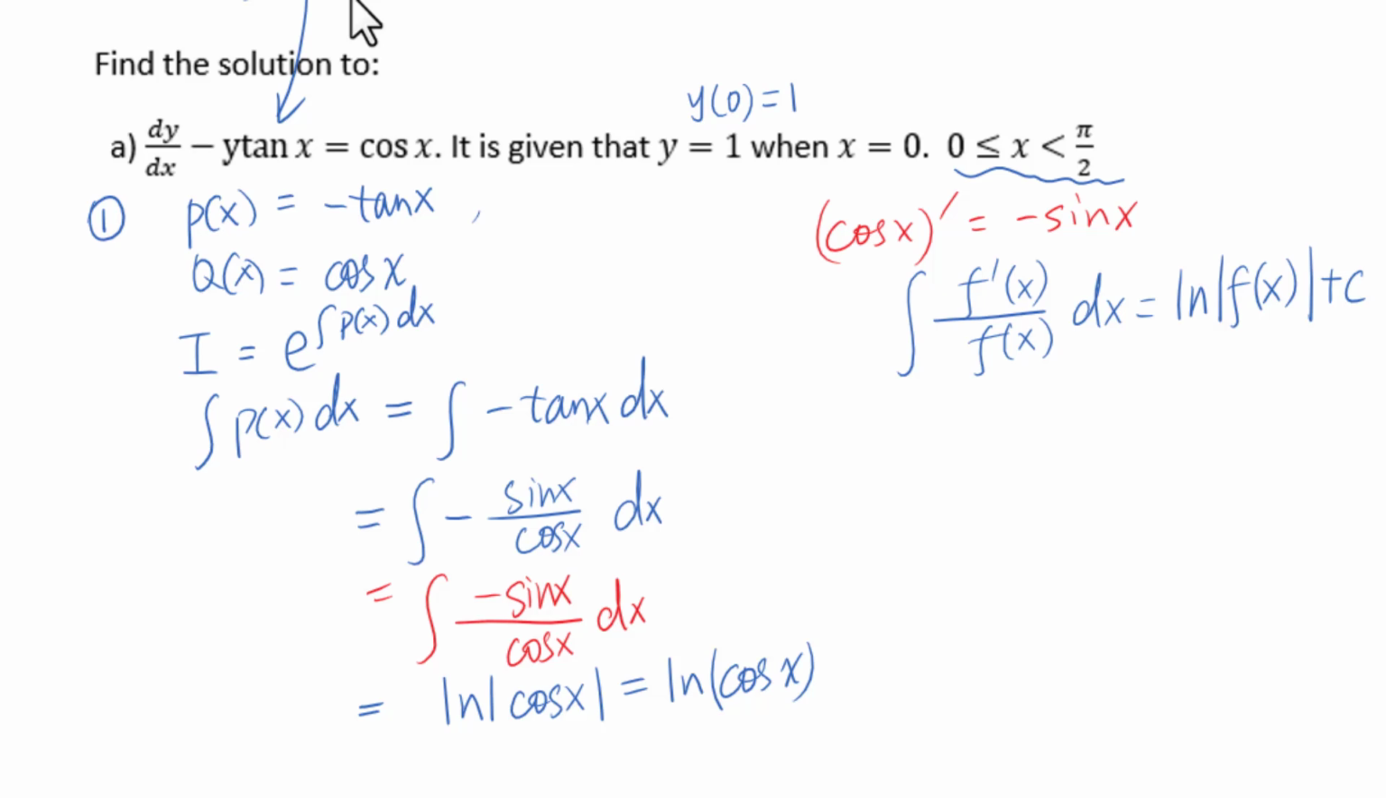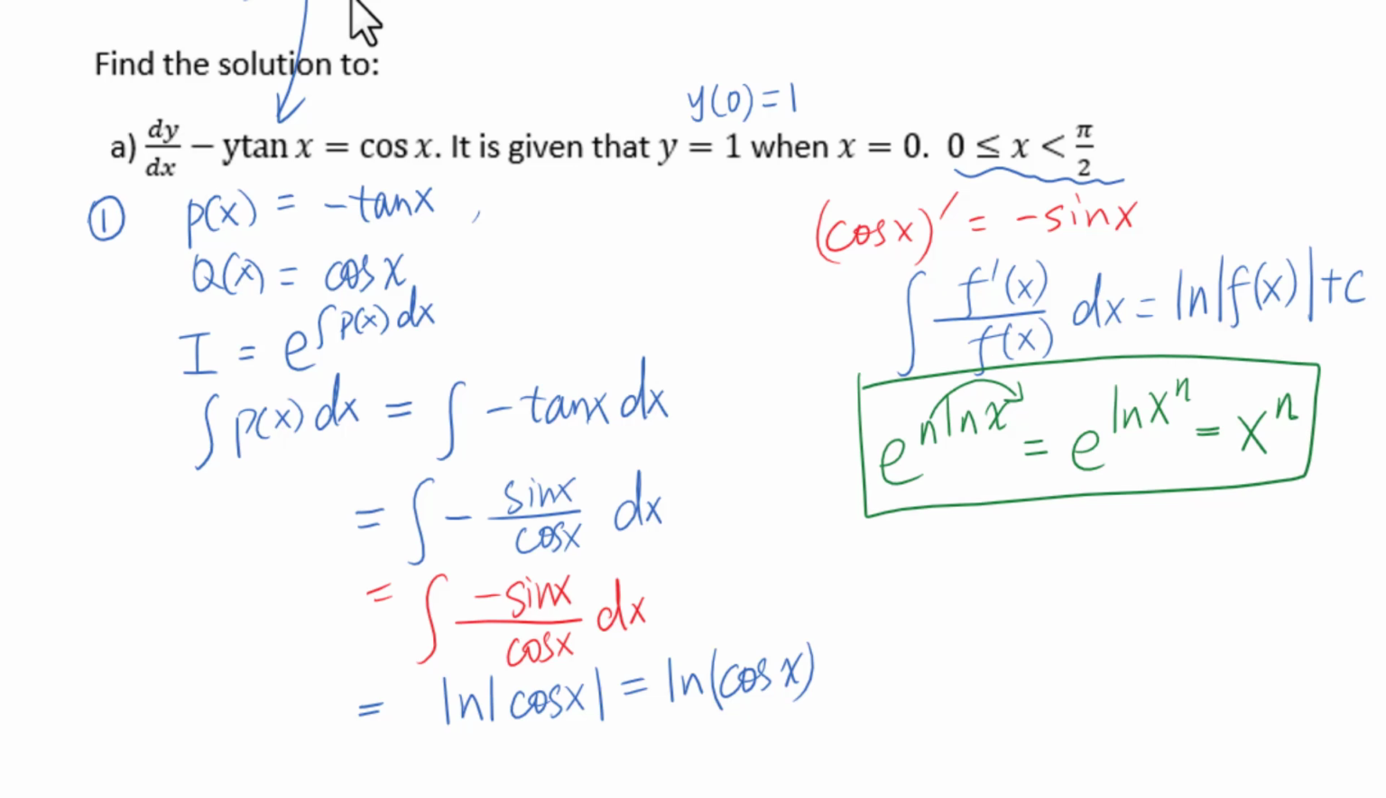Let's go over some formula for logarithm. e to the n times the natural log of x. We will make this n an exponent first, then it equals x to the nth power. We got to use this formula for solving linear differential equation a lot. So we get e to the natural log of cosine x. This equals cosine x.